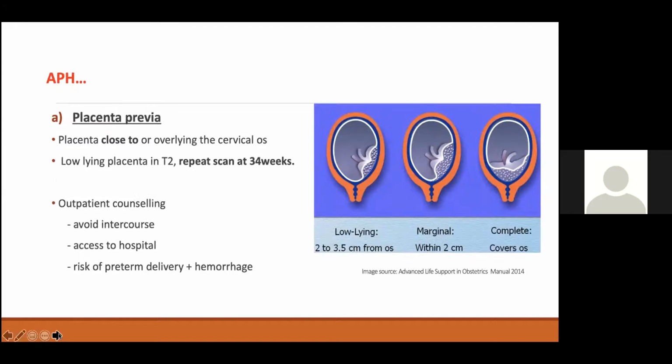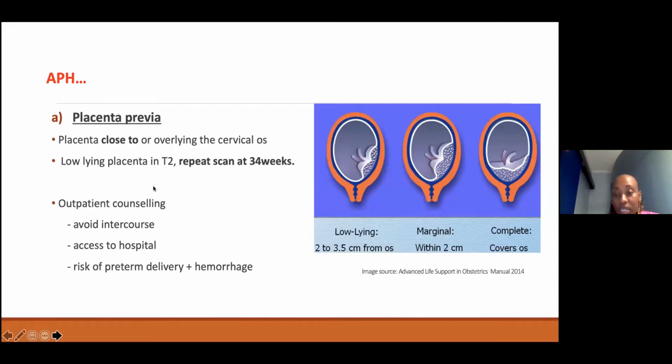Good. So tackling placenta previa, most of you have heard of it and have come across it, but just to refine your knowledge, remember this means a placenta that's close to or overlying the cervical os. You may pick up a low-lying placenta in your anomaly scan at 20 weeks, but that doesn't qualify as placenta previa. You need to repeat this scan at 34 weeks and above when the lower segment is formed, and you can accurately classify it as a low-lying placenta, a placenta previa or not.